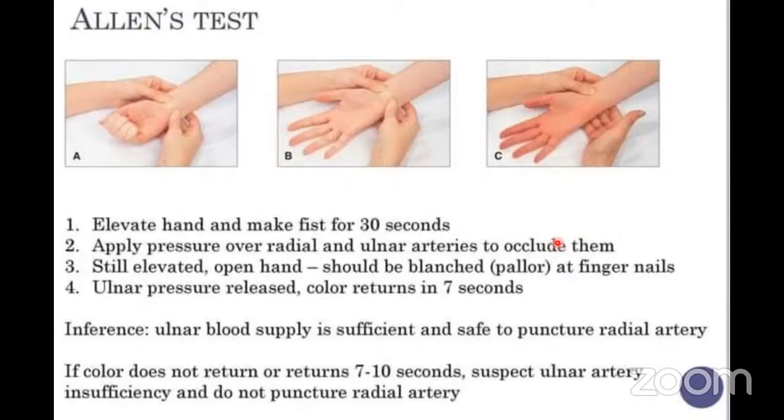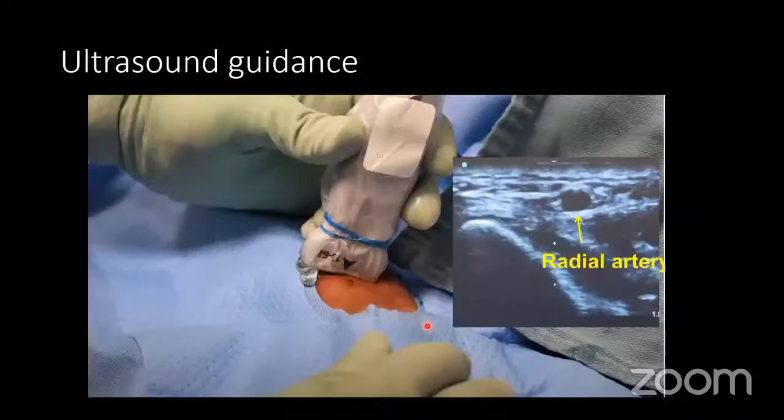Even then, if you want to know how it is done, we can elevate the hand and make a fist for 30 seconds, apply pressure on both radial and ulnar arteries, then in a still elevated posture, open the hand, and ulnar pressure is released, and if the color returns in 7 seconds, it means the ulnar is patent. And while accessing radial, especially in the initial part of your career, always make use of ultrasound guidance, especially for distal access.